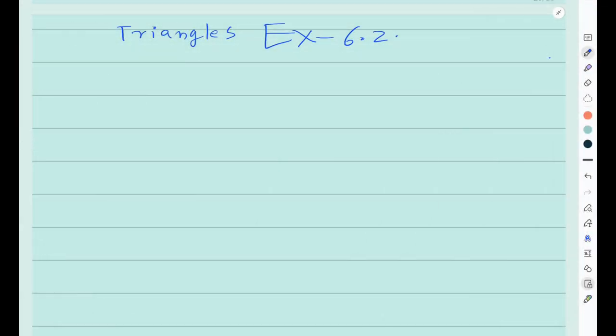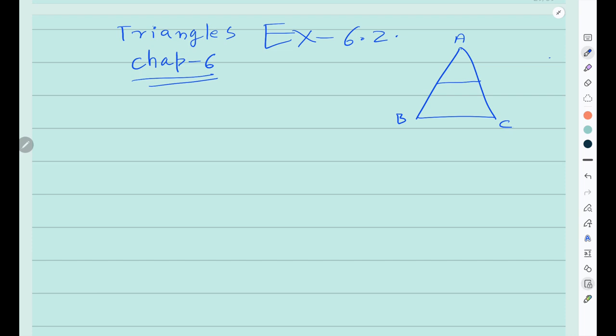Let us now see exercise 6.2 of chapter 6 of NCERT. In the last video, we have seen some properties of a triangle, especially related to a line parallel to its base. So this is a kind of recap of that.